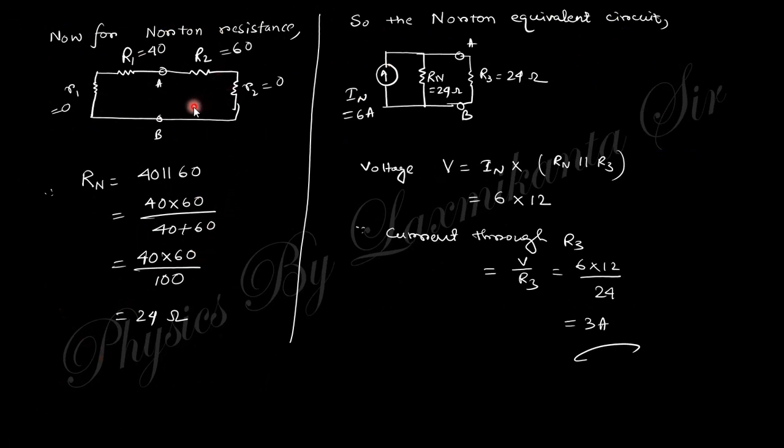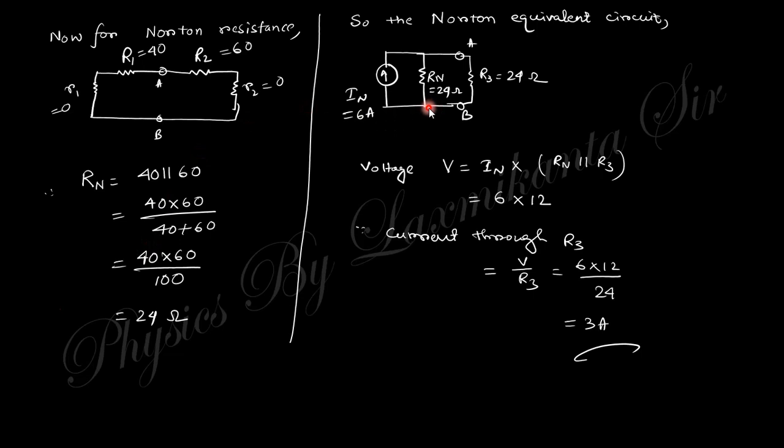Now you need to find the Norton resistance. Norton resistance is nothing but the resistance across these points when these sources are shorted. So when these sources are shorted, you can see across these points AB, R1 and R2 are in parallel condition. You will get this parallel combination, you will get 24 ohm.